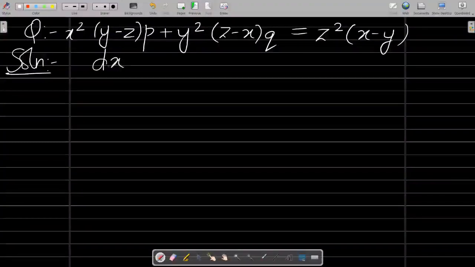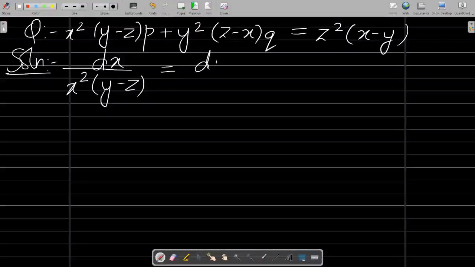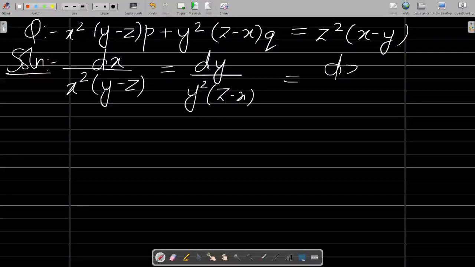So the auxiliary equation: dx by x square into (y minus z) is equal to dy by y square into (z minus x) is equal to dz by z square into (x minus y). This is your auxiliary equation.